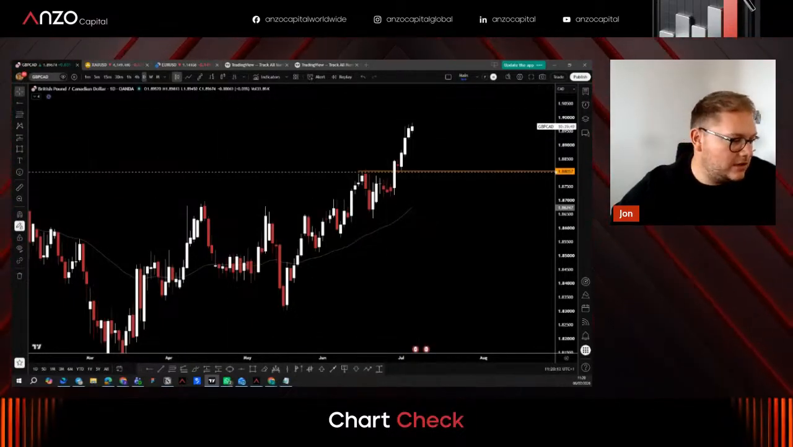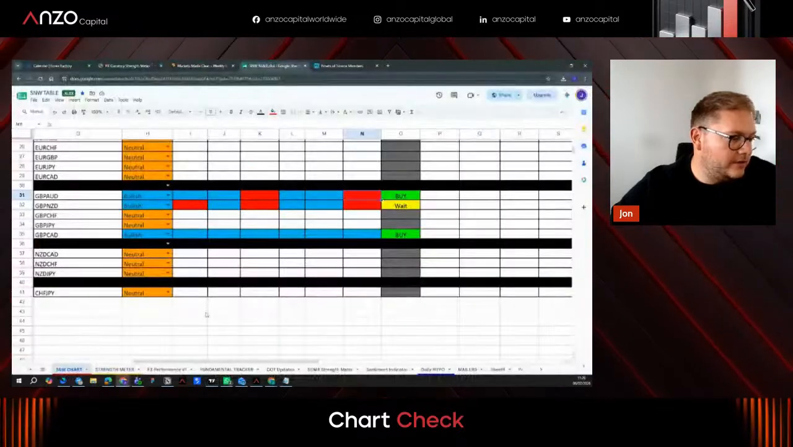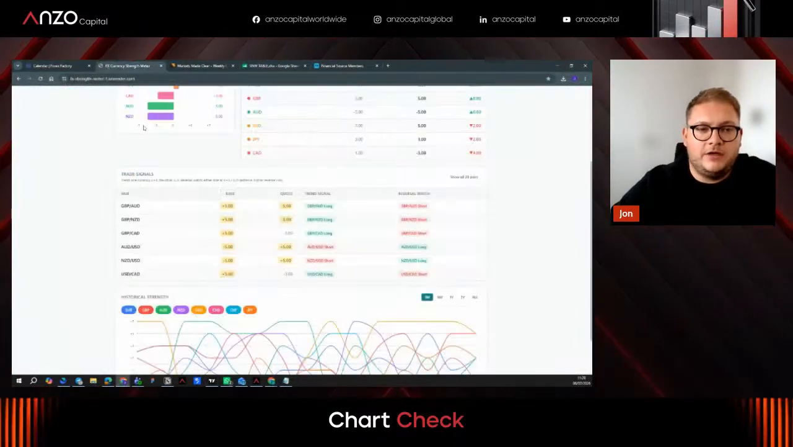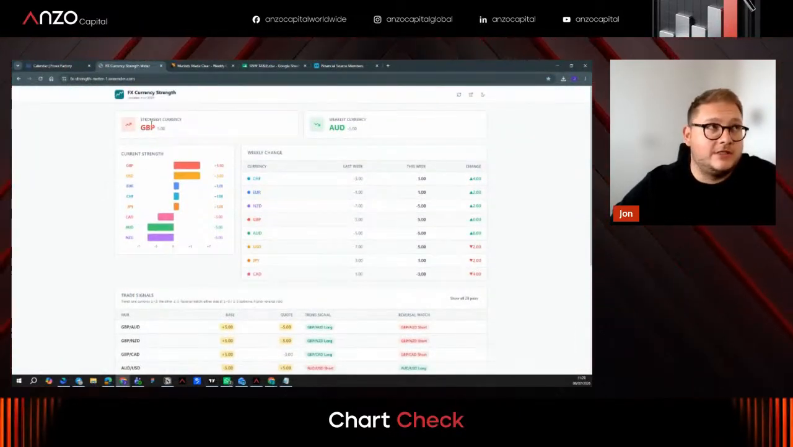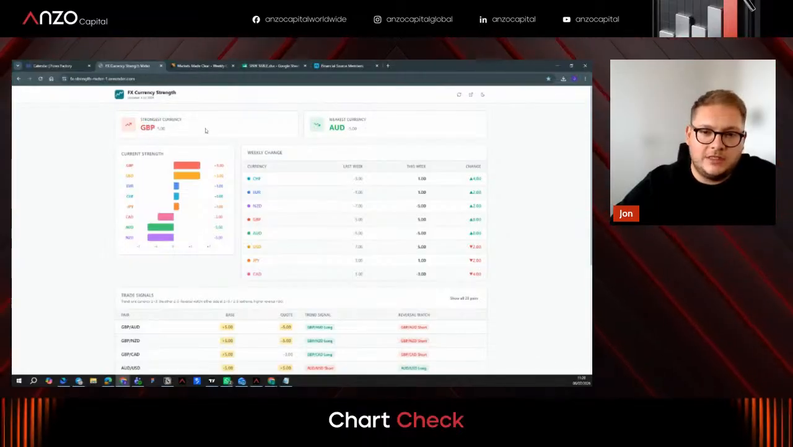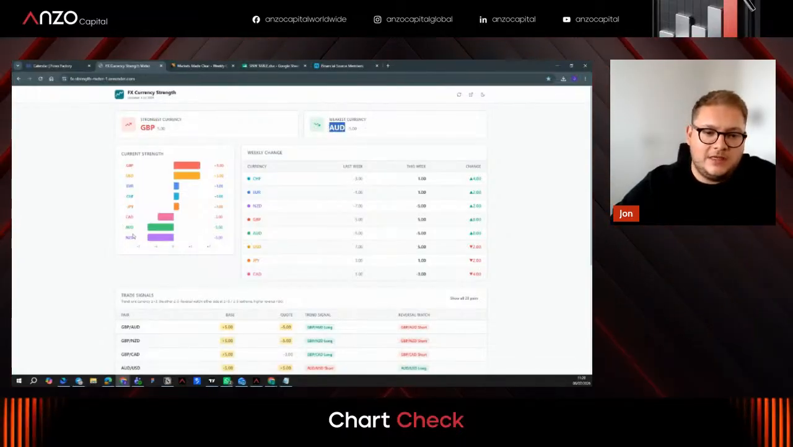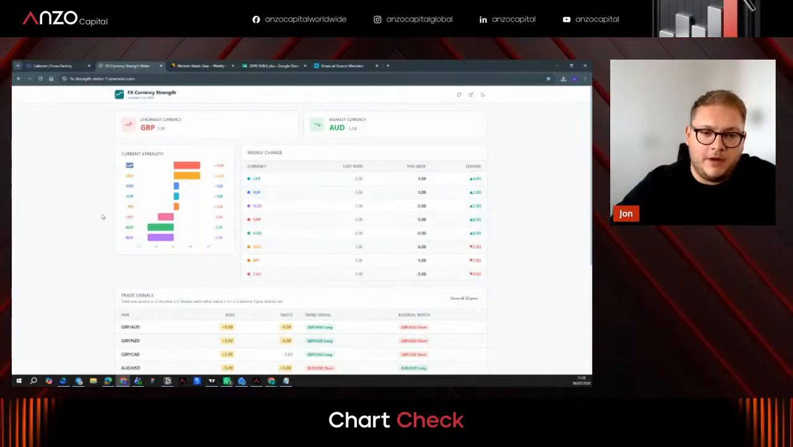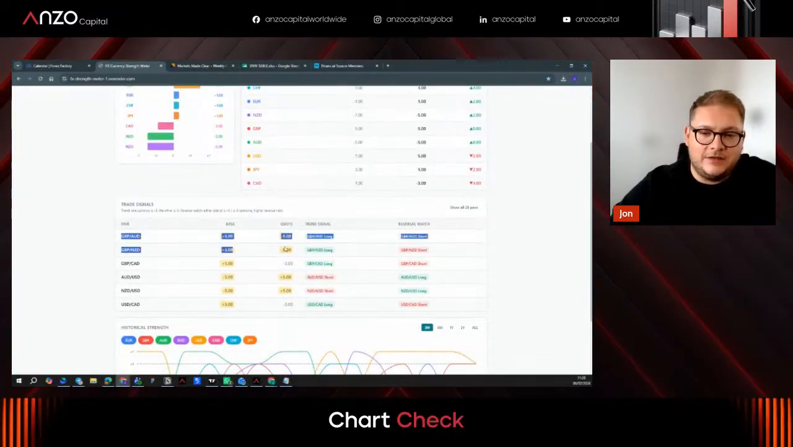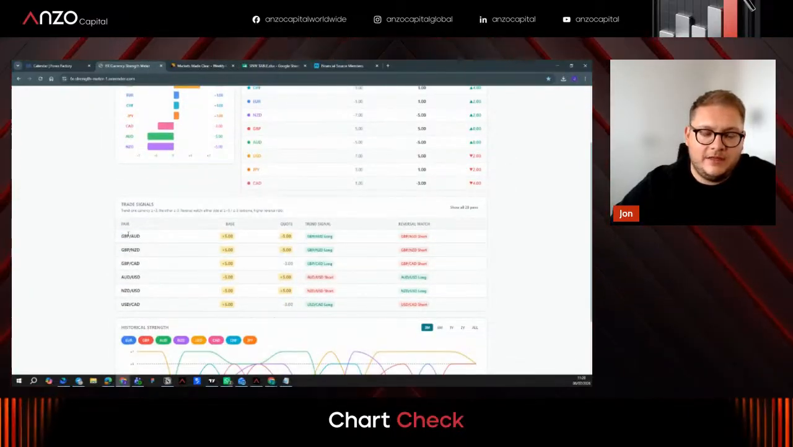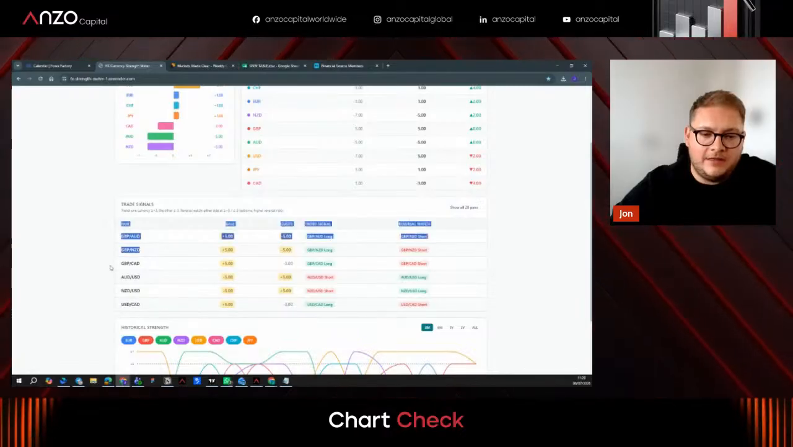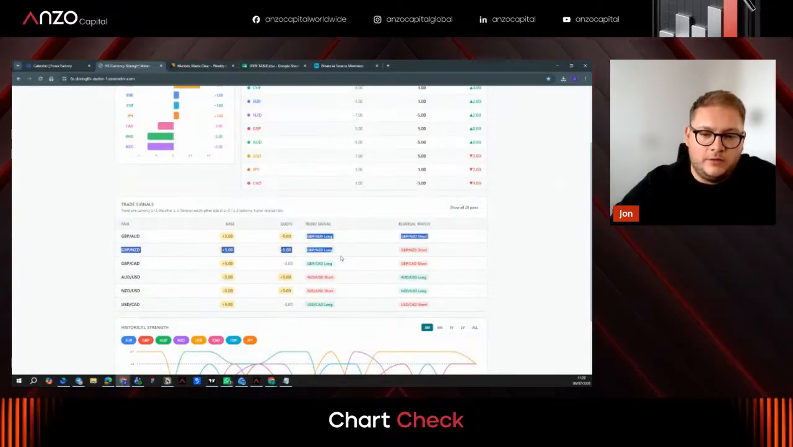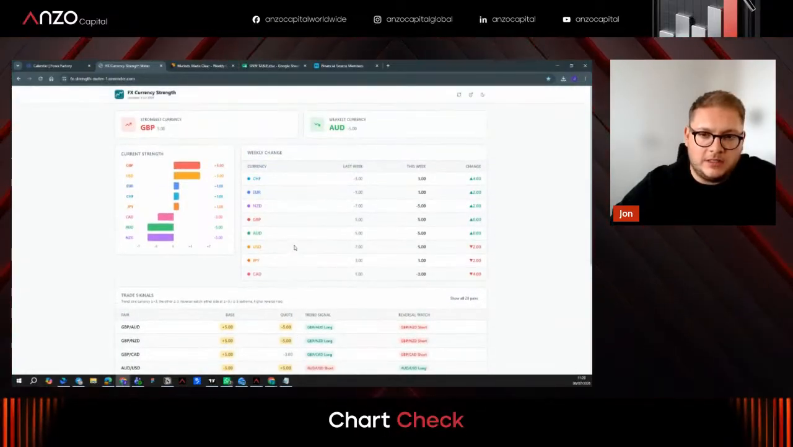Okay, so just to go over what we're looking at: a currency strength meter that is telling us that pound is the strongest currency at the moment. Aussie is the weakest, alongside the New Zealand dollar and the Canadian dollar. So I want to be buying pound against those. You can see on my trade signal table here, we've got pound Aussie, pound Kiwi, pound CAD, all looking to go long on those markets.